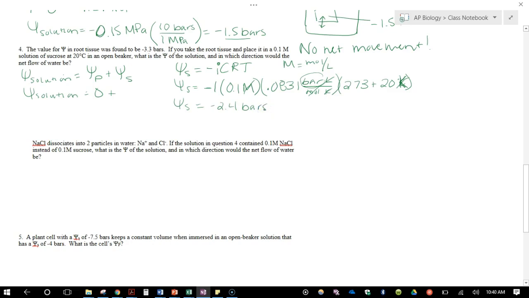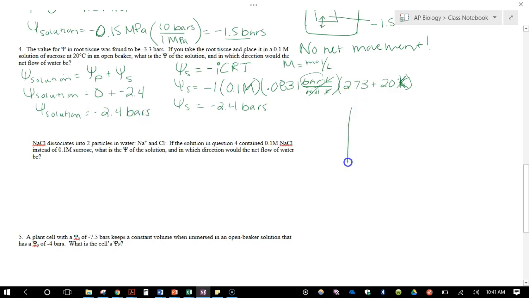Okay, so let's come back to our equation. Our solution water potential equals the pressure potential plus solute. We're in an open beaker, so pressure equals 0, and my solute equals negative 2.4. So the water potential for my solution should equal negative 2.4 bars.